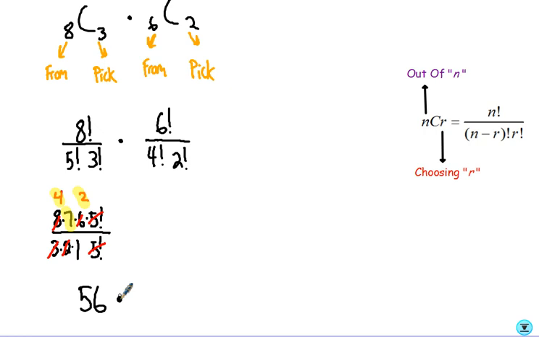Now what we're going to do is repeat that same thing for the girls. So 6 factorial on top, so 6 times 5 times 4. I look down at the bottom, I see another 4 factorial, so I know that those things will cancel. And then 2 times 1. So doing some canceling here, the 4s cancel. 2 goes into 6 3 times. Taking a look at what I have left over, I've got a 3 and a 5, which would give me 15. Now all I have to do is multiply those two things together, 56 times 15, which would give me 840.